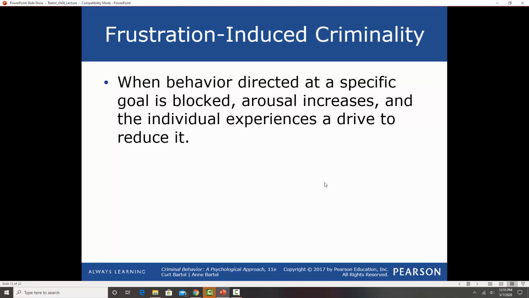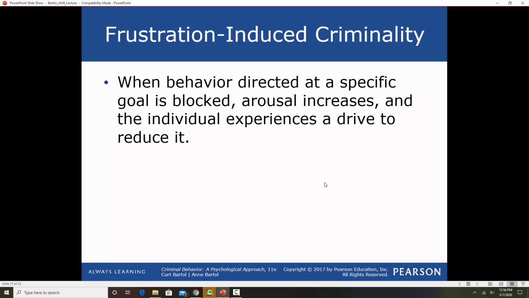All right, frustration-induced criminality. When behavior directed at a specific goal is blocked, arousal increases and the individual experiences a drive to reduce it. So humans and other organisms often become more energetic and vigorous in reaching a goal when previously successful approaches don't work. It just means that we become physically aroused. Our adrenaline kicks in, our sympathetic nervous system kicks in. So these arousal responses result from an adverse internal state called frustration.